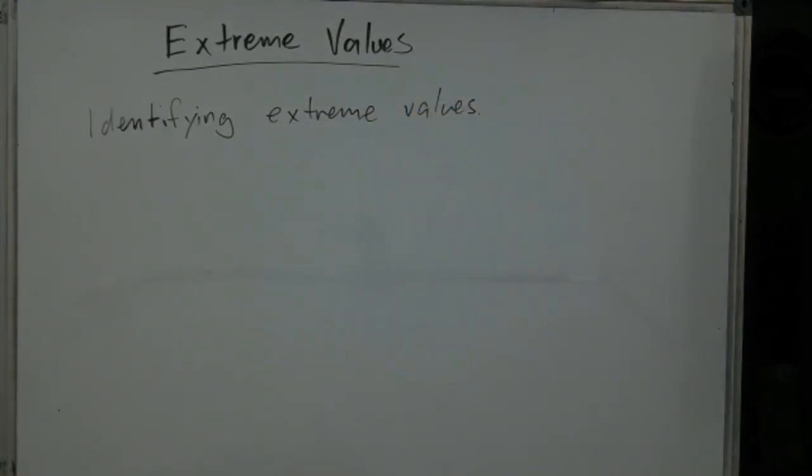Okay, a piece of data can be identified as an extreme value if it either exceeds the upper quartile by more than 1.5 times the interquartile range, or if it's lower than the lower quartile by more than 1.5 times the interquartile range. That's a bit of a mouthful, but let's just summarize it in our data.